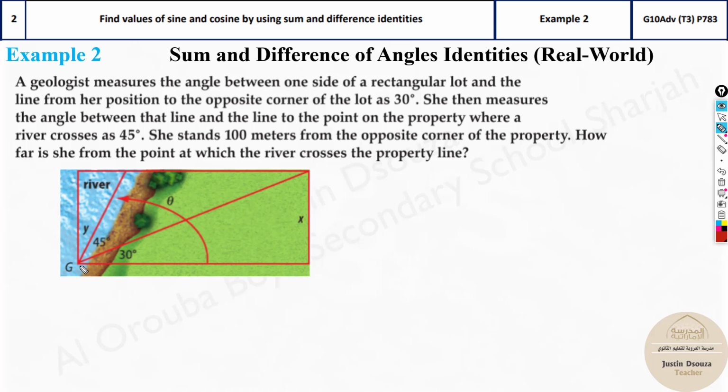See, one side of the rectangular plot. So we can consider this as one side. Her position G, the geologist, is over here. And this is the corner, the opposite corner. This angle is given as 30.